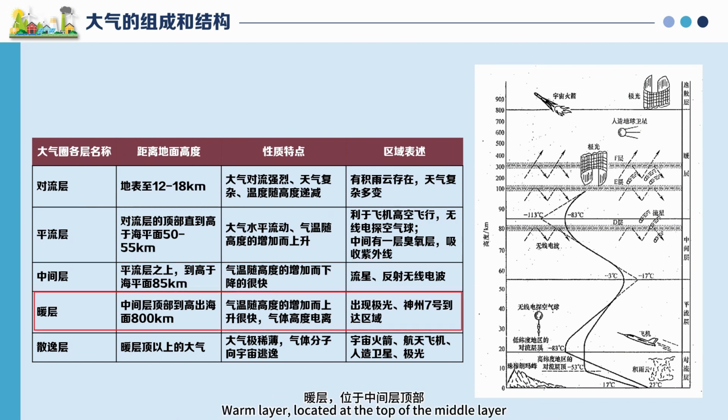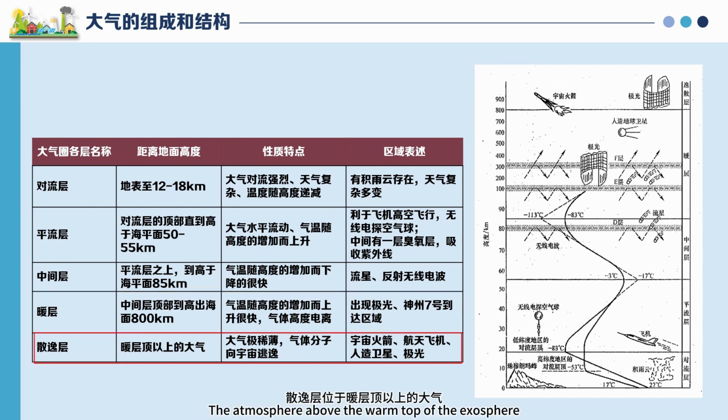Warm layer, located at the top of the middle layer, up to 800 kilometers above the sea surface. The temperature rises rapidly with the increase of altitude. High ionization of gases. The atmosphere above the warm layer is the exosphere. The atmosphere is extremely thin, and gas molecules escape into the universe.